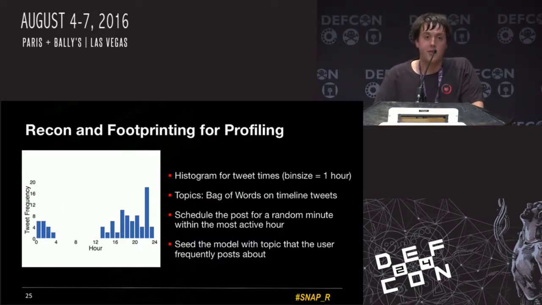And for topics, when we first started this project, we were thinking really complicated, super LDA, all the things and whatnot. But we found pretty early on that a simple bag of words and counting frequency does really well for finding topics, as long as you remove all the stop words. So with these two things, we can seed the models and the tool to tweet at a time that the user is likely to respond, and on something that they're likely to be engaged with.